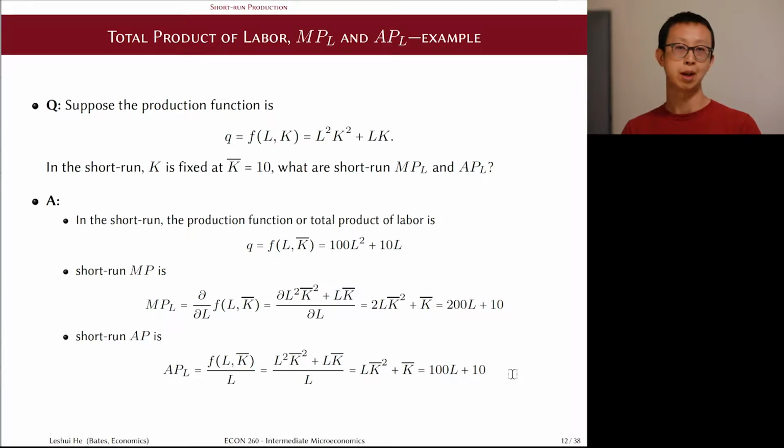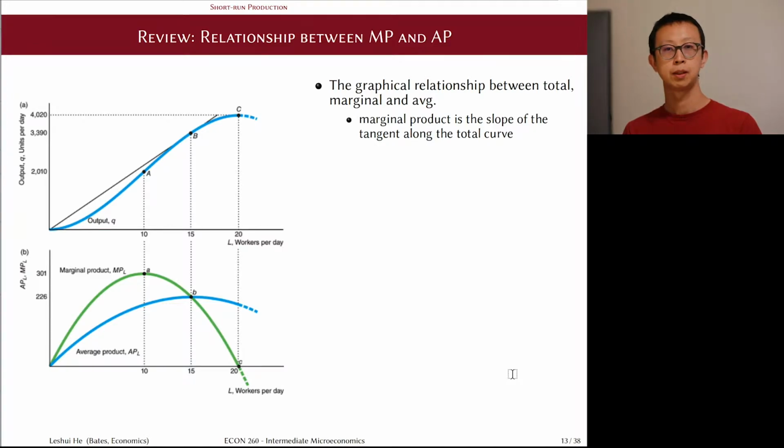Now let's take a look at some graphs to see this point more clearly. You probably have seen these graphs about marginal and average from the principles of economics classes, but it is useful to have a refresher here. On the top panel, we plot total output as a function of labor inputs. And we can see that their relationship is not linear. As we use more units of labor, the output level increases, but the rate of increase changes a lot.